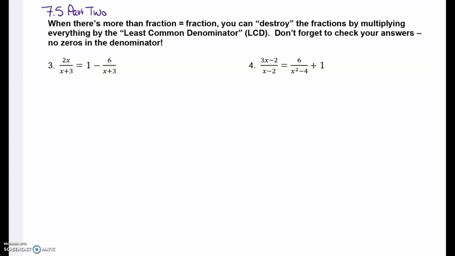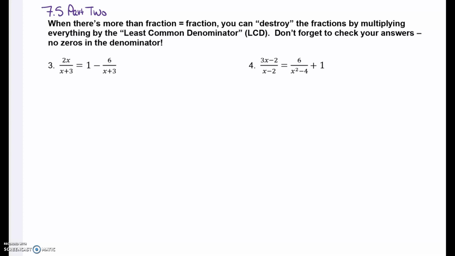I call it fraction destroying. You can destroy the fractions by multiplying everything in this equation by the least common denominator. The least common denominator is basically what you have in the denominators, what different things you have in the denominators.